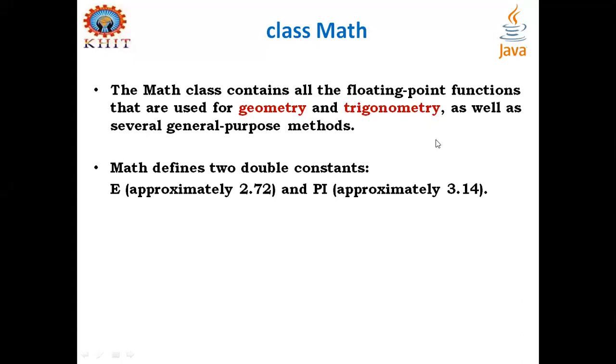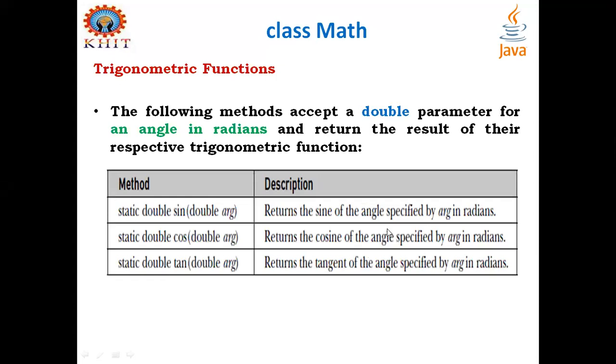Next, coming to the Math class, which is also a class available in the java.lang package. It contains floating point functions that are used for geometric and trigonometric purposes. Math defines two double constants: e, the exponential, approximately 2.72, and pi, approximately 3.14. And these are the methods of trigonometric functions.